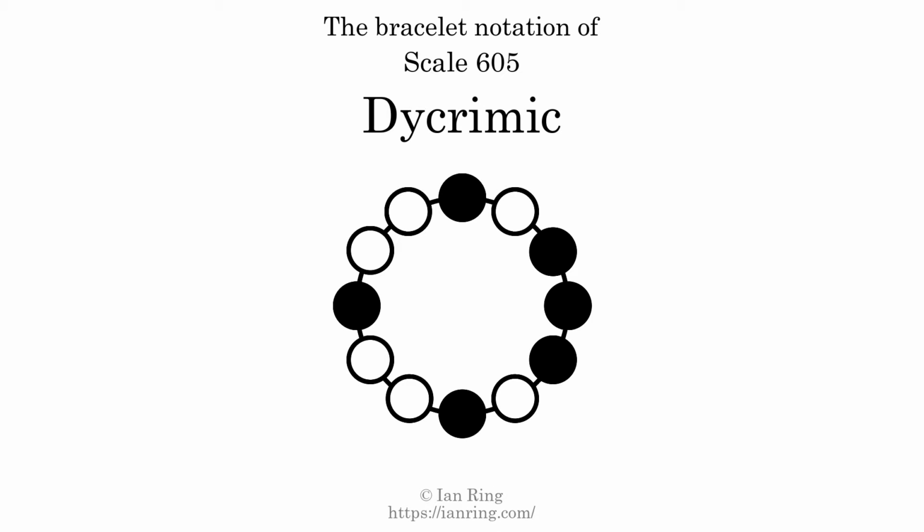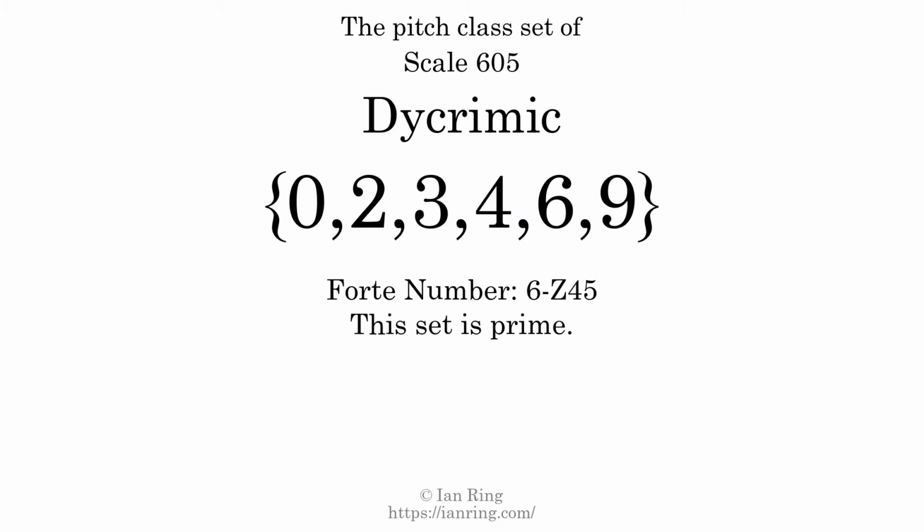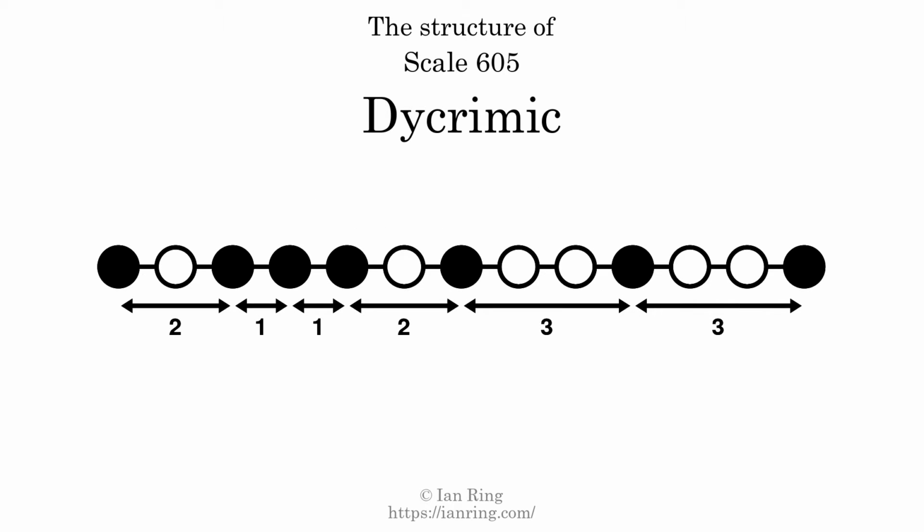This is a bracelet notation diagram of scale 605. The shaded circles represent tones that appear in the scale, and they are read clockwise, starting at the top. The pitch class set for this scale is 0, 2, 3, 4, 6, 9. The fault class is 6Z45. This set is prime. The structure of a scale is a description of the interval distance between each successive tone. This scale has a structure of 2-1-1-2-3-3.